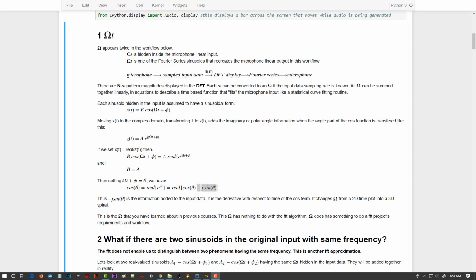One of the issues with the hypothesis or the project requirements is, what if you're expecting two identical omegas in our input data? Well, going through this process does not allow us to distinguish between those two omegas. They appear as one in our final output.